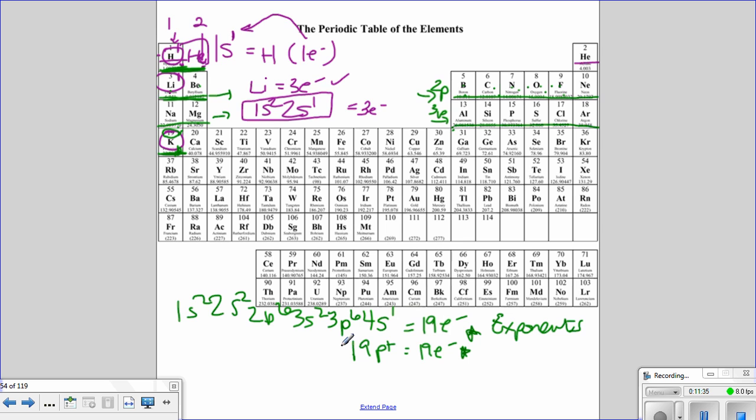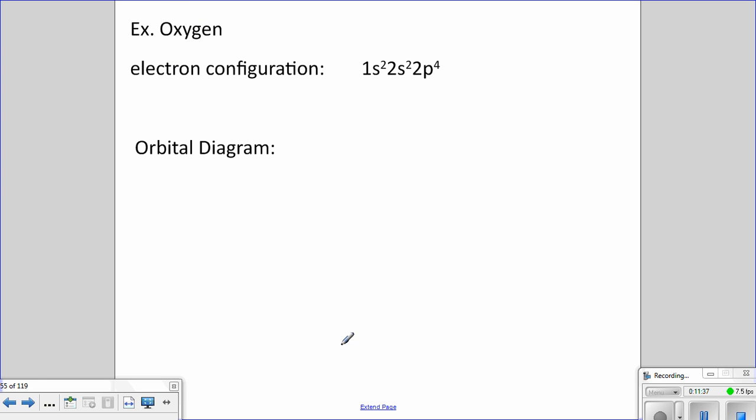Okay, so try a couple of these. We've got some examples here now. So oxygen is pretty easy. You should have your periodic table out in front of you. You'll notice that we have to travel through 1s. We go through 2s. So that's 2 electrons there, 2 electrons there.